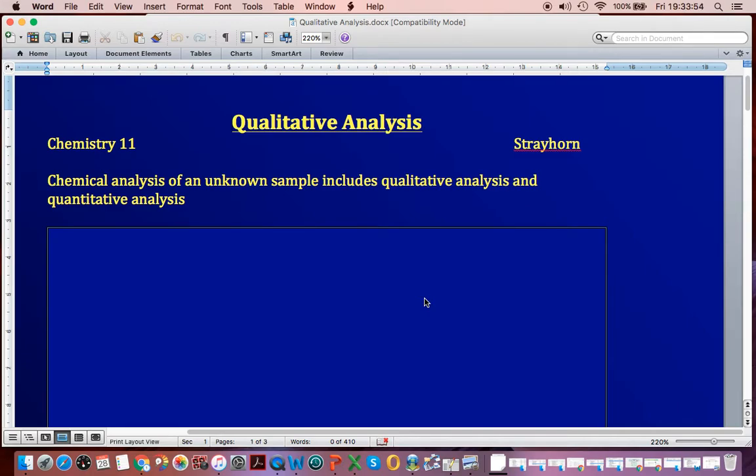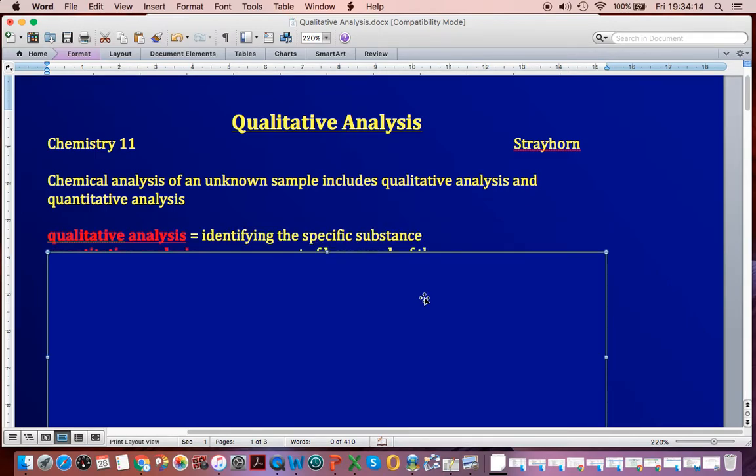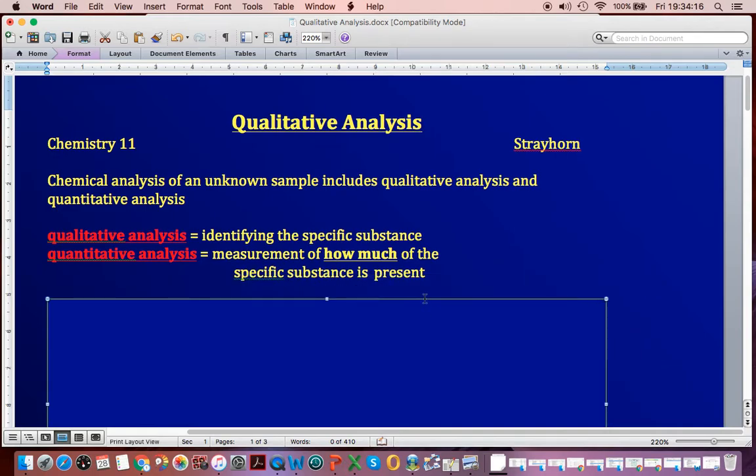But qualitative analysis might mean we're looking at a sample of water and we want to know, is there lead in there? Is there copper in there? Is there mercury in there? That would be qualitative. So there's all kinds of ways that qualitative analysis can be done. But in this section, we are looking at solubility, whether things dissolve or not.